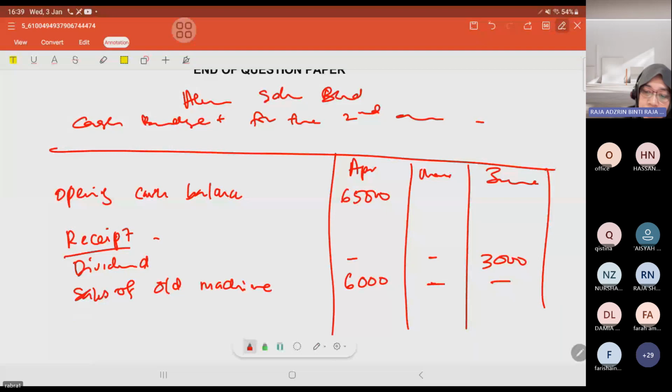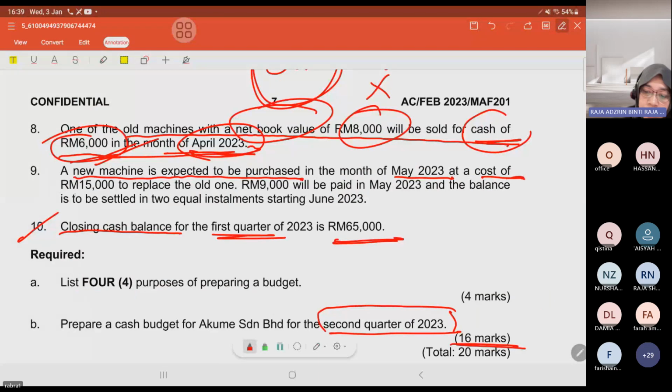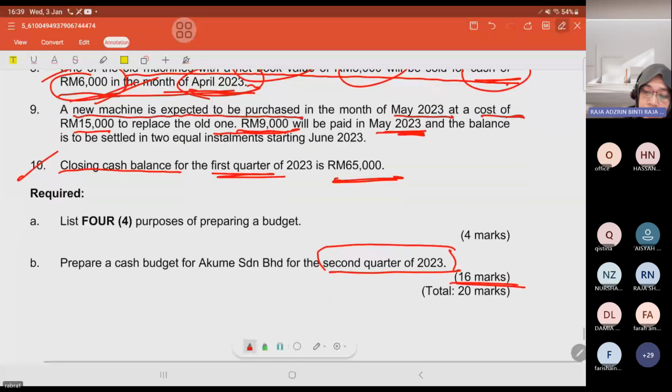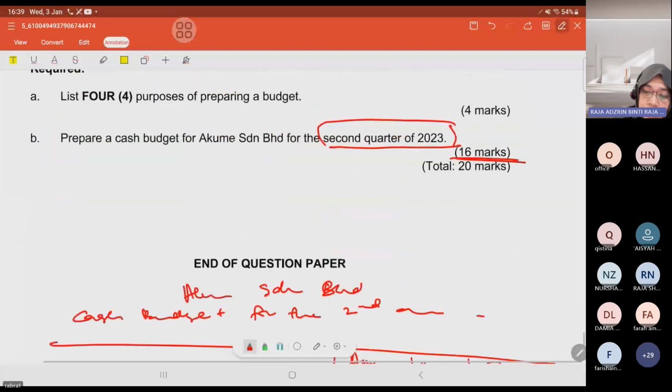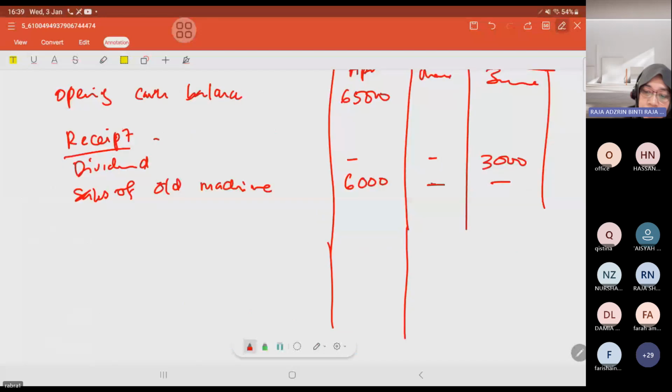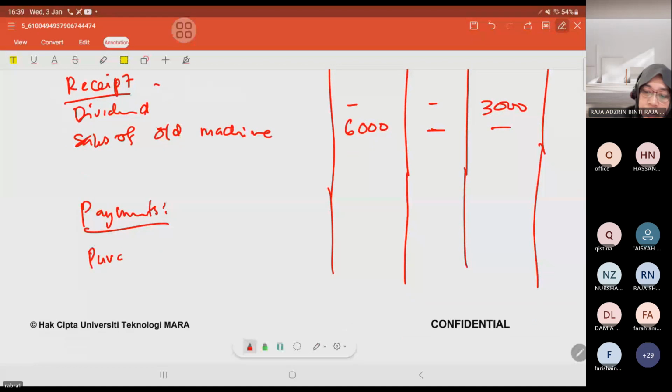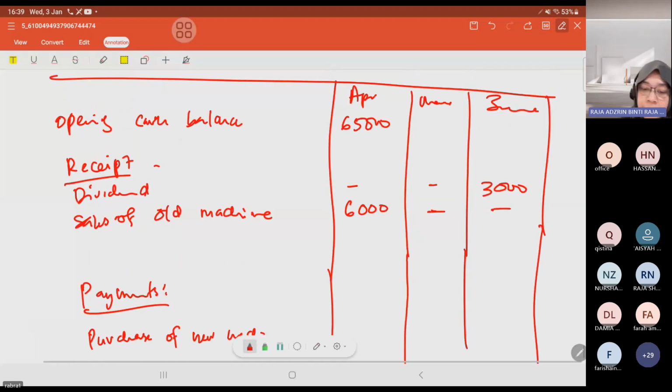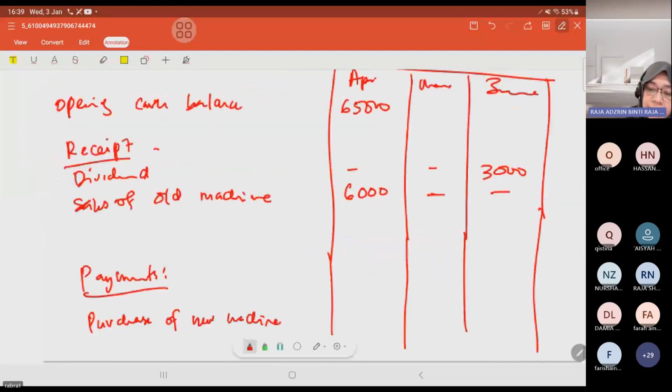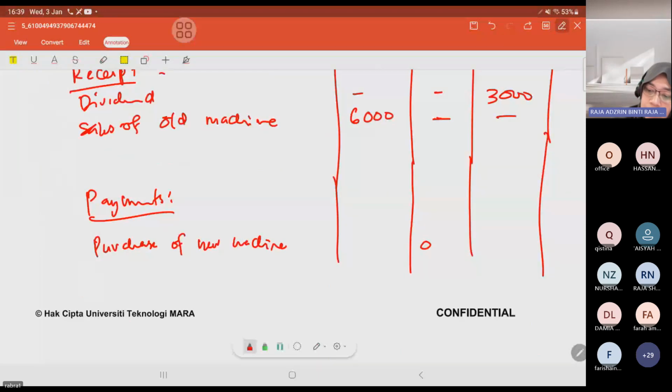So a new machine is expected to be purchased. Bila you nak purchase? May. Cost dia berapa? 15,000. And then what about it? 9,000 pay in May. Jadi dekat May, masa bulan May, you akan ada 9,000 lah. Jadi sebab dia adalah payment. So you buatlah under column payment nanti. Under column payment. Masukkanlah purchase of new machine. Purchase of new machine, dia kata tadi buat payment bulan May sebanyak 9,000. So masuklah dalam kolom May 9,000.